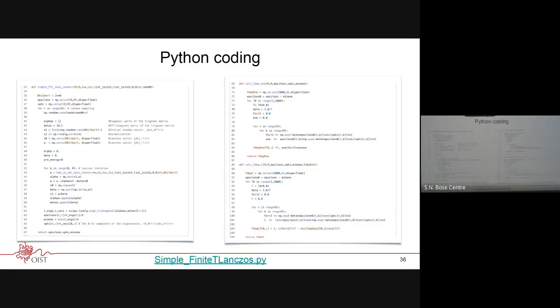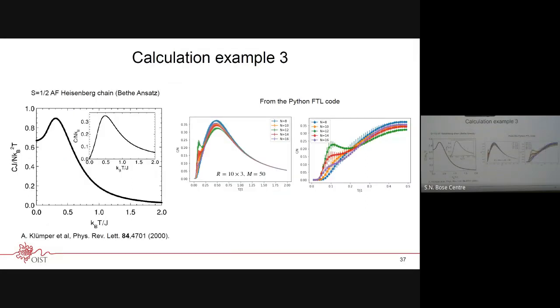So the Python code is written like this, and on the left-hand side, we can see the part of the finite temperature Lanczos method, and that is written in just 30 or 40 lines. And on the right-hand side, we can see the parts for calculating the temperature dependence of the energy and the specific heat. So you can play with this code for getting the temperature dependence of energy and specific heat later. For example, here is the reported S equals one-half Heisenberg chain specific heat that was obtained by the Bethe ansatz.